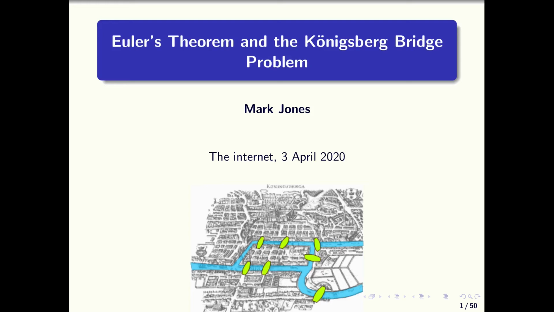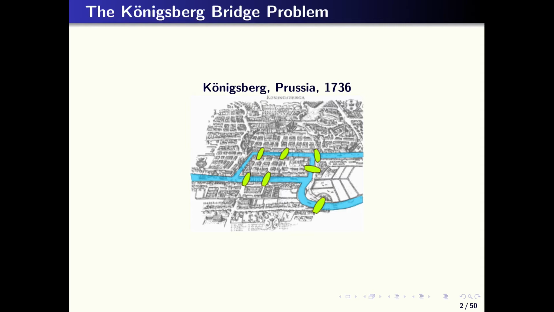Okay, this is my talk about Euler's theorem and the Königsberg bridge problem. And this is the beautiful city of Königsberg, as it appeared in the 18th century. It's a city set on two sides of a river, with two islands in the middle of that river. And so that's four land masses, and they are connected to each other by the seven beautiful bridges, which you can see here highlighted in green.